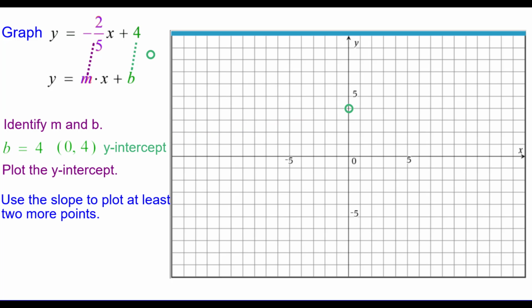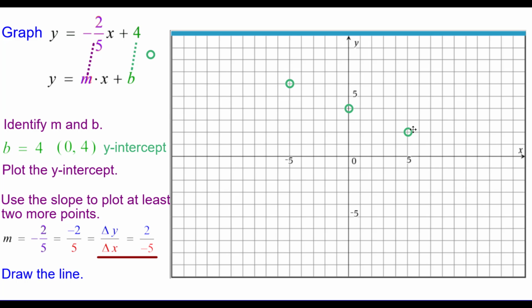And then from that point, we use the slope to plot at least 2 more points. So the slope's negative 2/5. We can write negative 2/5 as negative 2 divided by positive 5. So the change in y is negative 2, while the change in x is positive 5. So that would be down 2, right 5. Or we can think of it as positive 2 divided by negative 5, and that would be up 2, left 5.